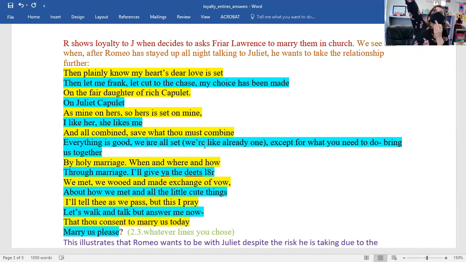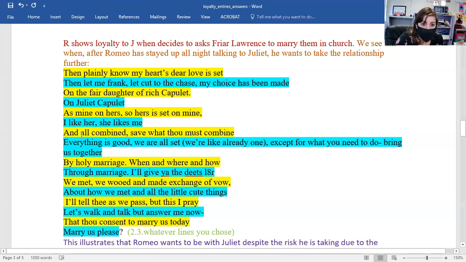It says, "Sometime too hot the eye of heaven shines," right? Literally, we're talking about the sun, but metaphorically, we're talking about a woman who gets too maybe angry or too mistempered. So everything's good. We're all set. We're like already one, except for what you need to do, which is bring us together through marriage.